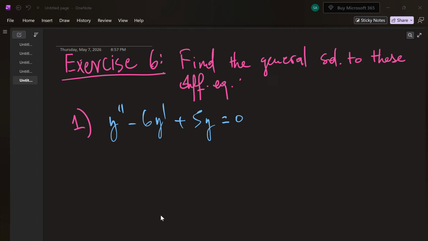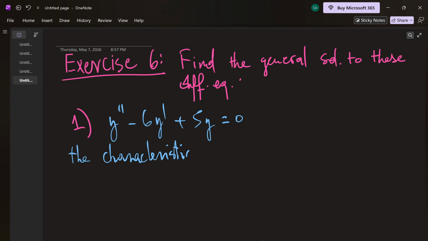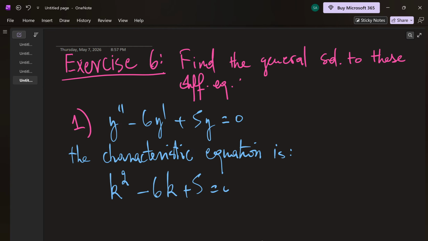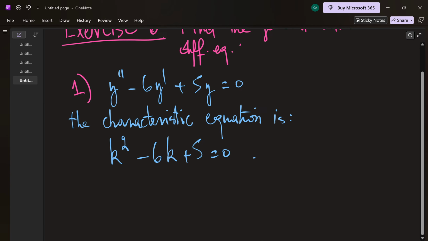How to solve this equation? This is very easy. We simply apply what we have done till now. We compute the characteristic equation. So remember, the characteristic equation is this polynomial: k squared minus 6k plus 5 is equal to 0.